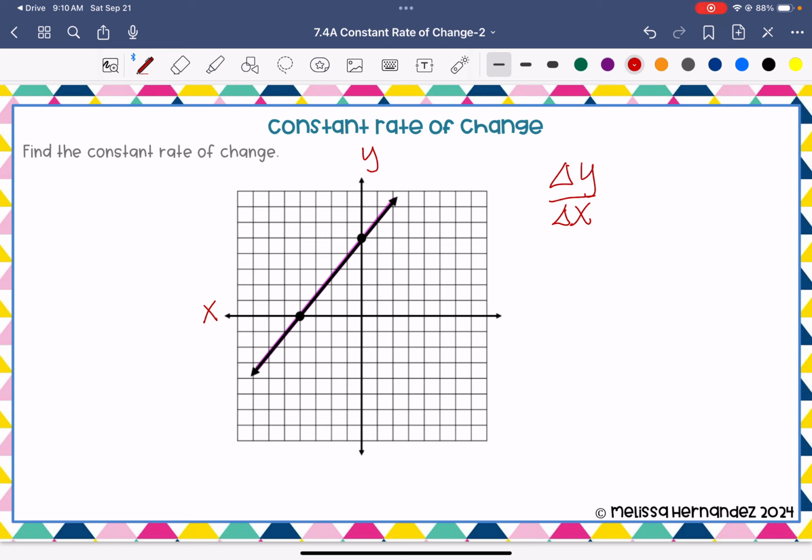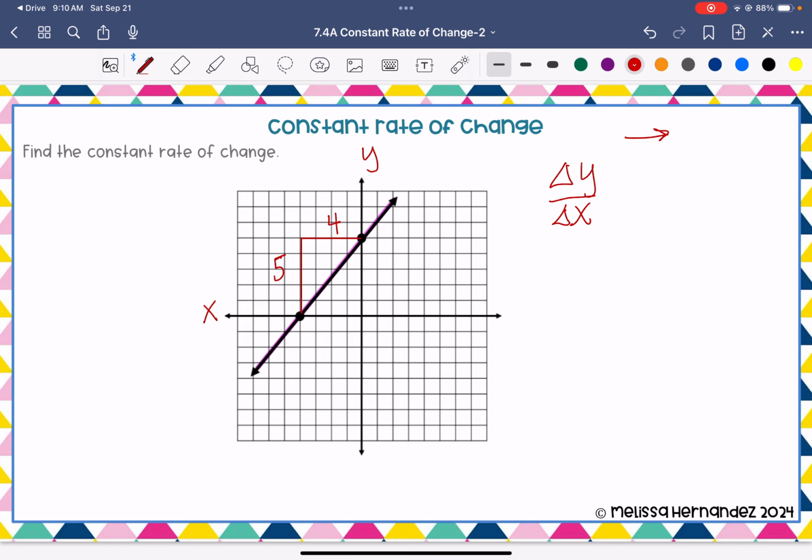So if it's the change in y, that's my vertical change. From the left point, the farthest left point, because you read left to right, so you want to remember that, you'll go up 1, 2, 3, 4, 5. So my change in y was 5. Now, my change in x is 1, 2, 3, 4.